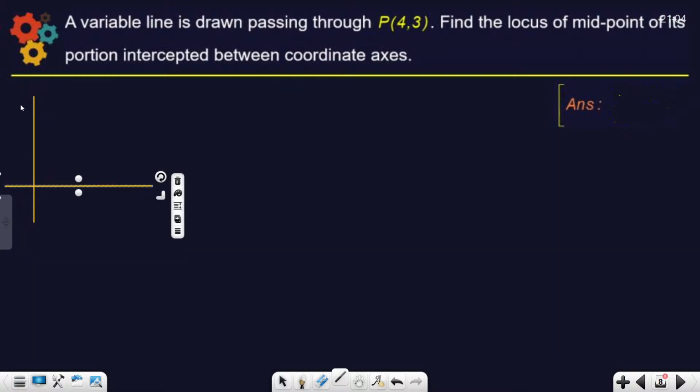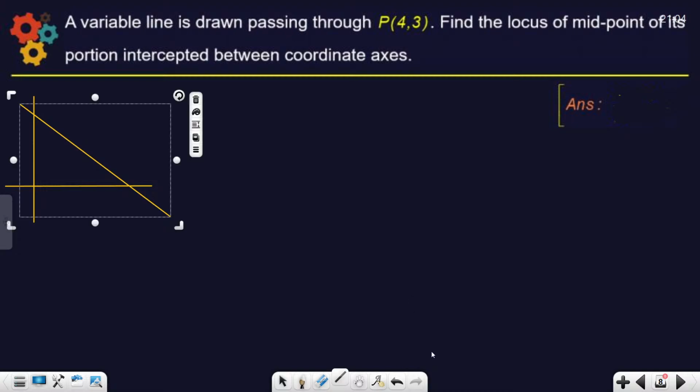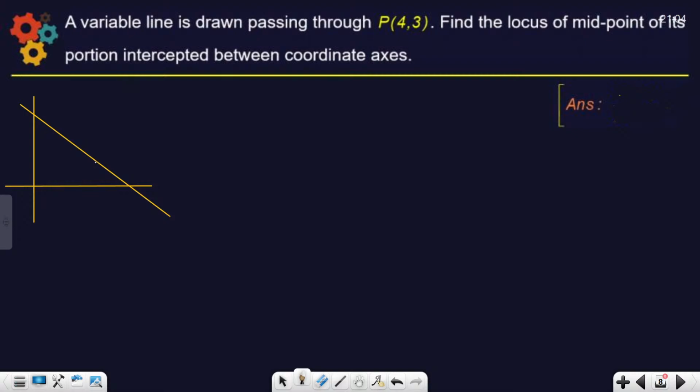So how to draw this? This is the line. Let us say it is passing through a point, say (4, 3). It is somewhere here. This point is P. Now we have to find out the locus of its midpoint. Let us say the midpoint be (h, k), any point on the locus. And this line is intersecting the x-axis at, say, (a, 0) and the y-axis at, say, (0, b).